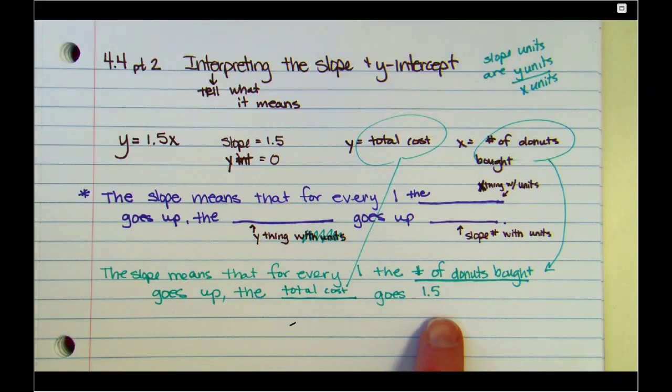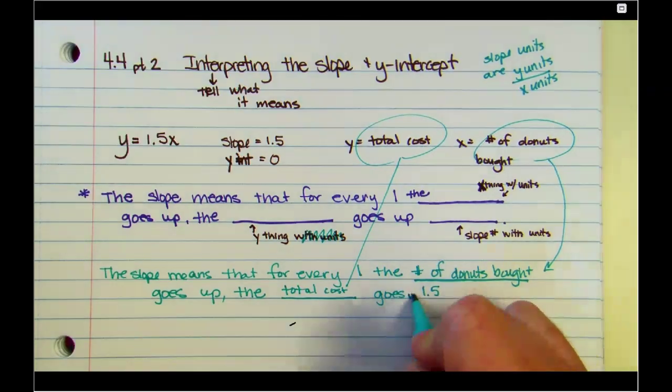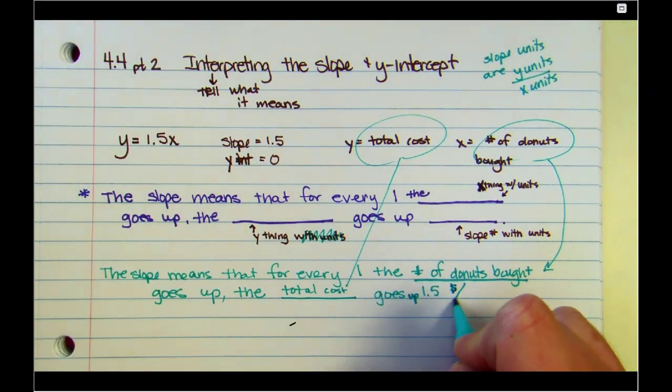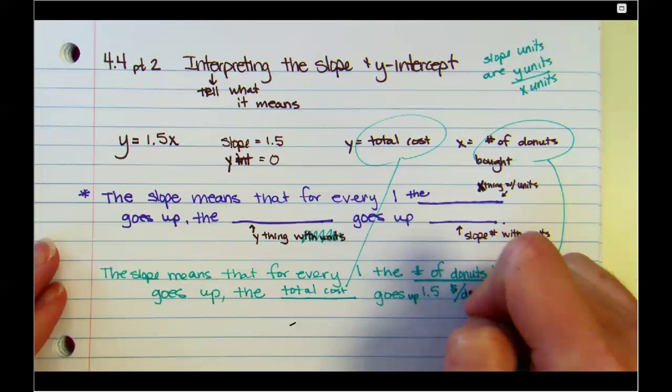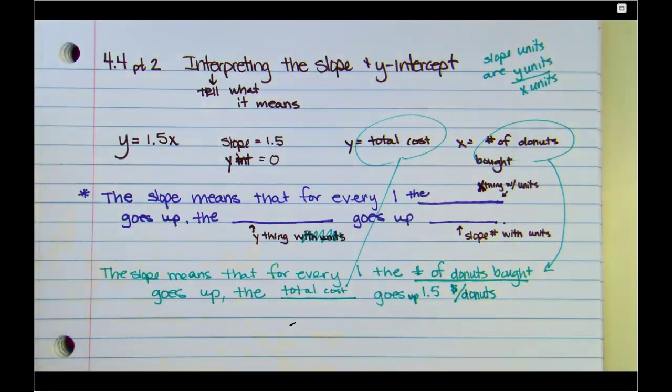Okay, so what do we measure total cost in? I forgot the up here, sorry. Up. Dollars per, this kind of sounds like a dumb question, but I'm going to ask it anyway. What do we measure number of donuts in? Donuts. Just donuts, right? Okay, so the slope tells me that for every one, the number of donuts bought goes up. So every time I buy another donut, the total cost goes up $1.50 per donut.